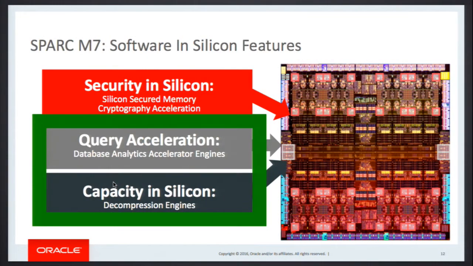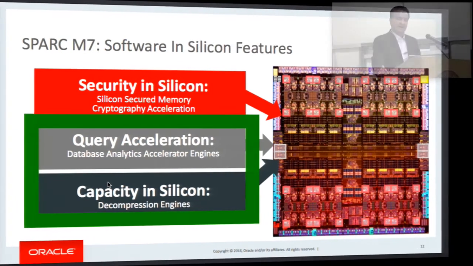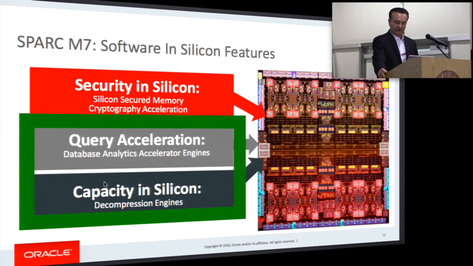Another thing I'll talk about is query acceleration and capacity in silicon, which is some of our decompression capability. In the middle of the die there on the ends, we have 4 blocks of hardware accelerators. And you can see, again, not a very large investment in die area, not a large investment in power. But by developing domain-specific hardware, we can optimize the hardware for the operations and the functions we're trying to perform.